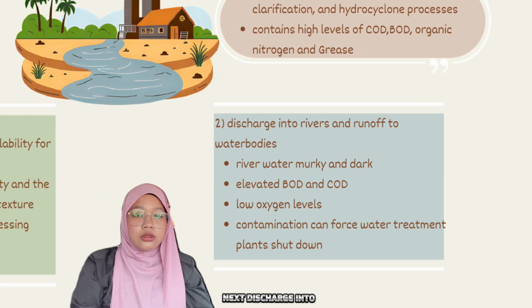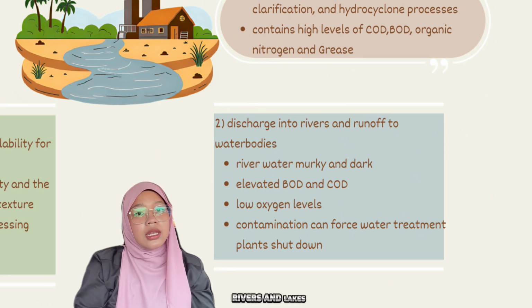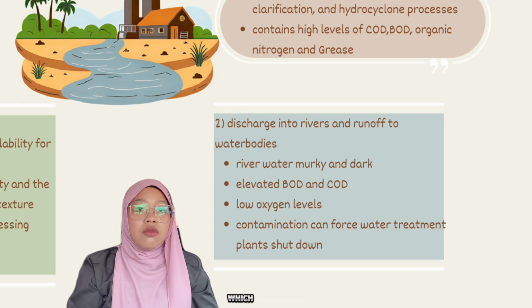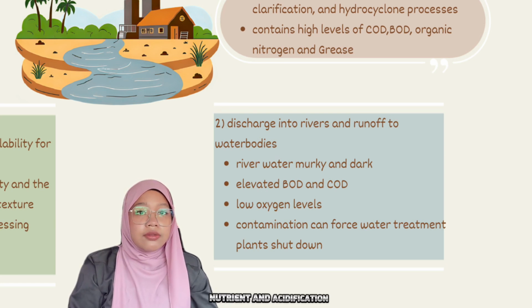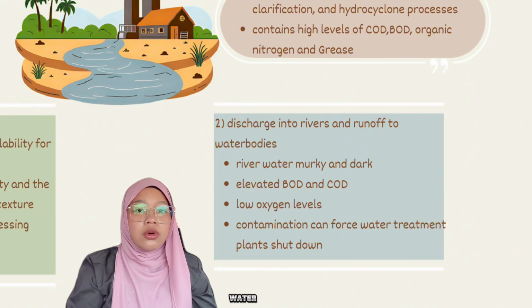Next, discharge into rivers and how it affects the water bodies. When untreated POME runs off into rivers and lakes, it contaminates these water bodies, causing problems like eutrophication, which is excessive nutrients, and acidification. The high levels of organic matter and suspended solids in POME make the river water murky and dark, reducing its clarity.